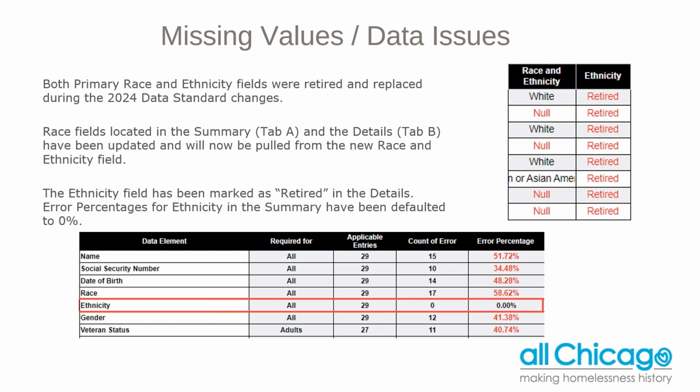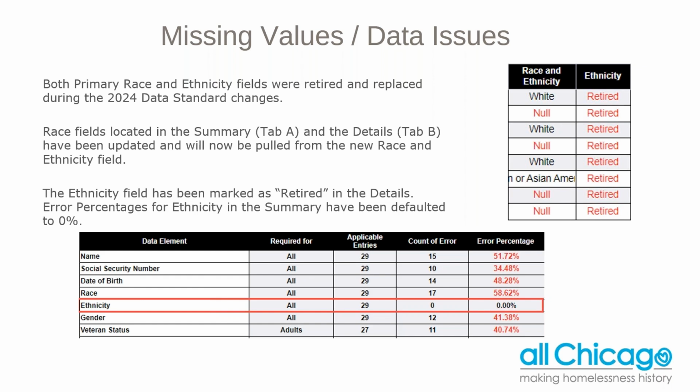So the next piece of it, which has been around for a bit: at the end of 2023, the data standards changed, which combined race and ethnicity, which used to be two separate data points. Within the data quality report, we haven't made that adjustment just yet, but race and ethnicity is combined. So you're going to notice in the summary tab A and the details tab B that in the summary tab, the percentage under ethnicity is always going to be 0%.